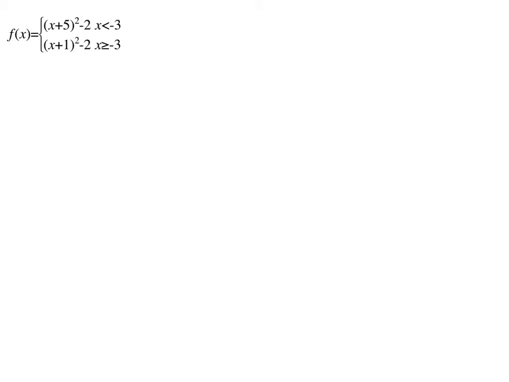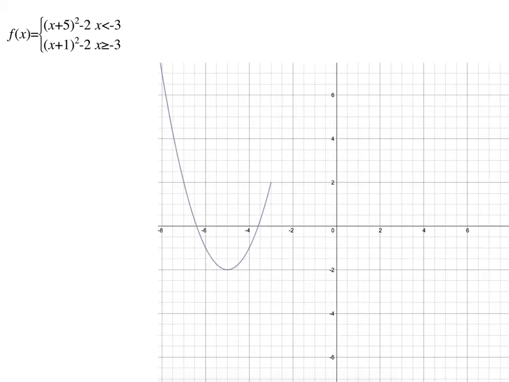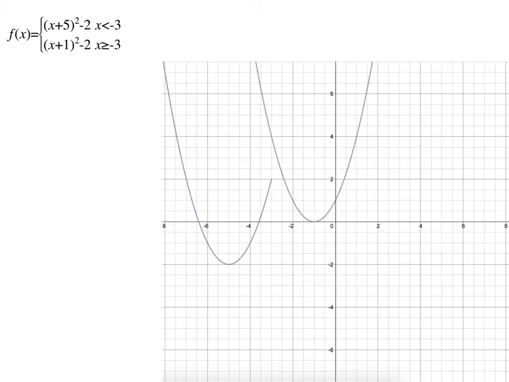So the next one, we have (x plus 5) squared minus 2 when x is less than negative 3, and (x plus 1) squared minus 2 when x is greater than or equal to negative 3. So there is our (x plus 5) squared minus 2, but we only want the part when x is less than negative 3, so we take out the part we don't want. This part is (x plus 1) squared minus 2.